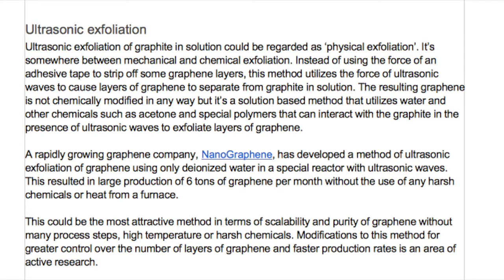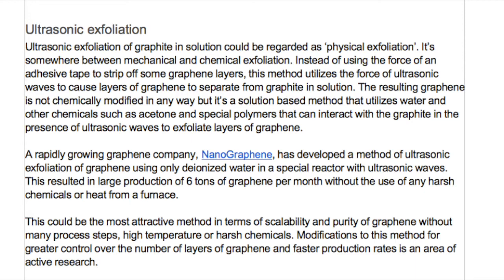Ultrasonic exfoliation. Ultrasonic exfoliation of graphite in solution could be regarded as physical exfoliation. It's somewhere between mechanical and chemical exfoliation. Instead of using the force of an adhesive tape to strip off some graphene layers, this method utilizes the force of ultrasonic waves to cause layers of graphene to separate from graphite in solution.